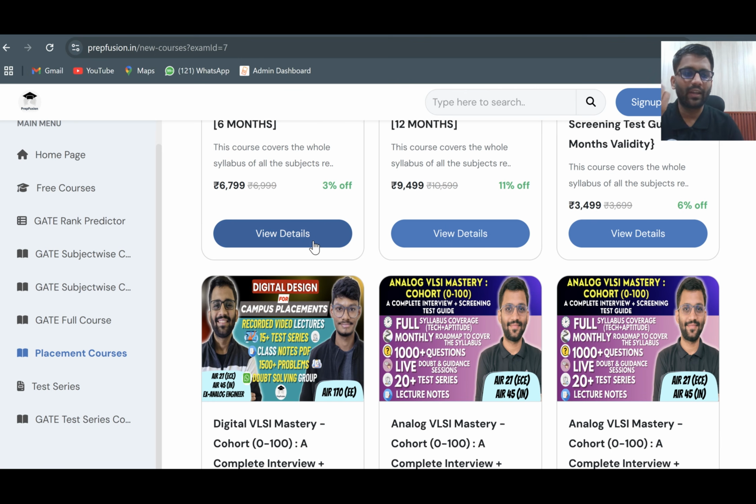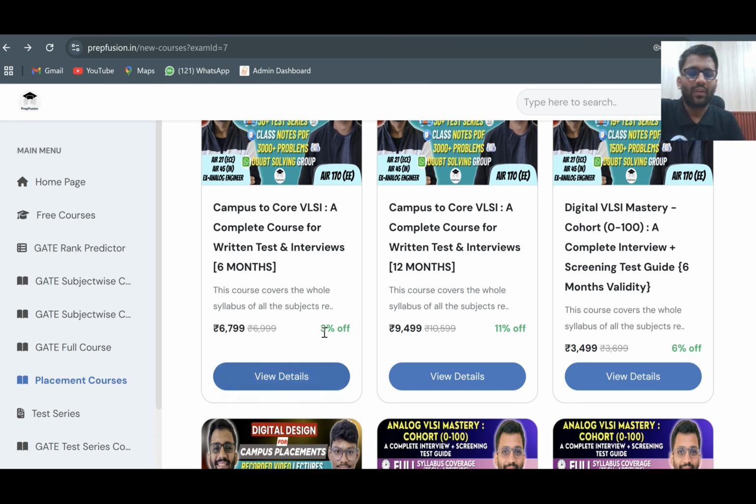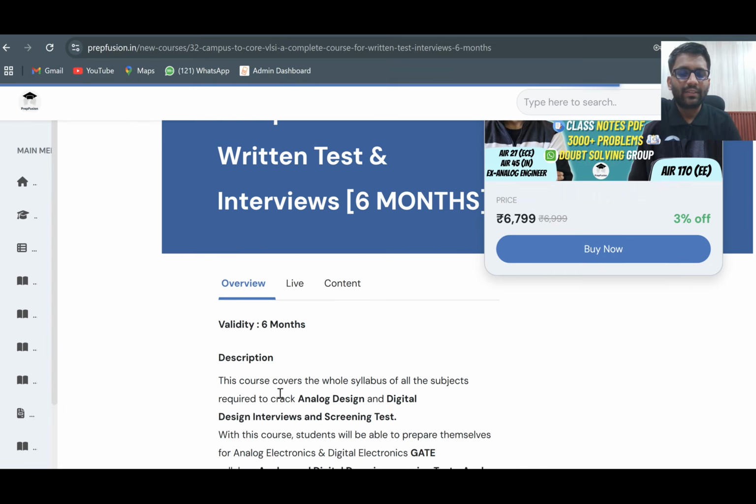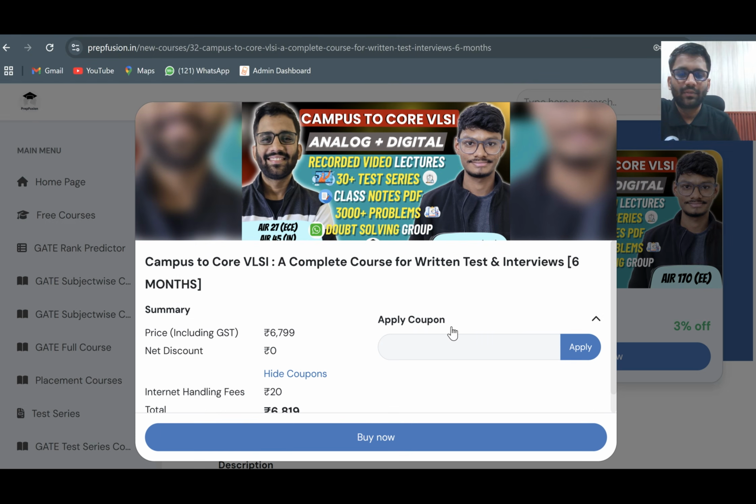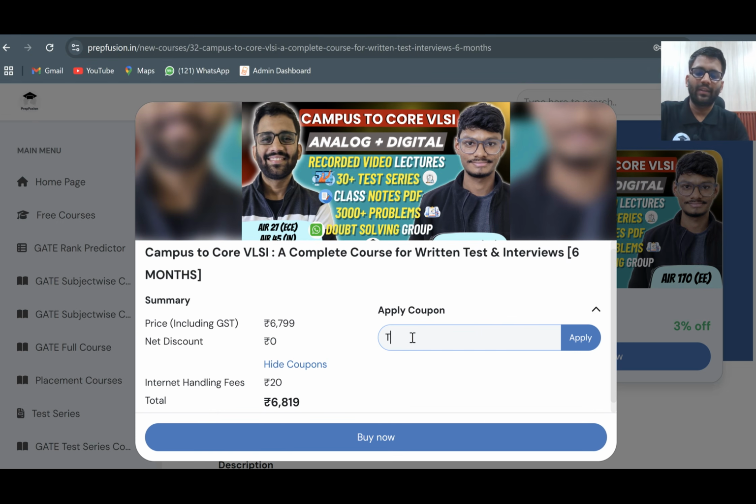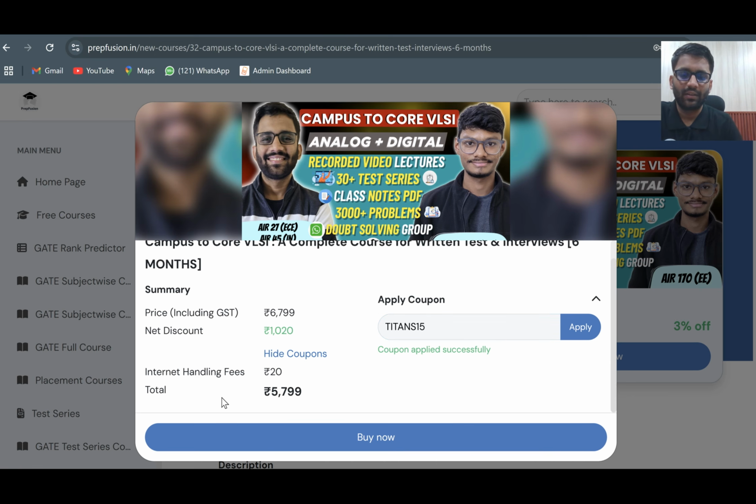So now I will log in here, and then I will tell you how to purchase the course. Yeah, now I have logged in, so I will click on view details, then I will click on buy now, and here I have the option of applying the Titans 15 code. Whatever promo code is running, you need to apply that, and then you can purchase this course. So this was about Campus to Core. You need to follow the same procedure for any of the courses. After purchasing the course, once you have done the payment, the course will be accessible to you.